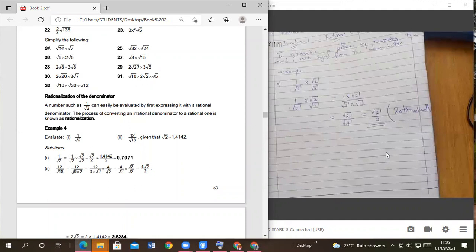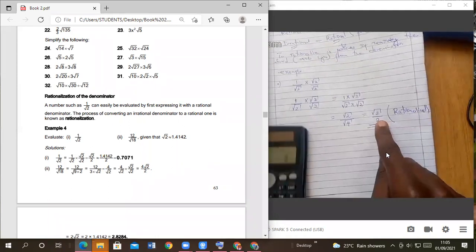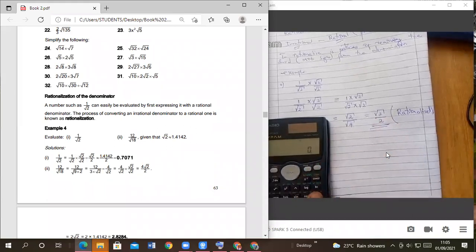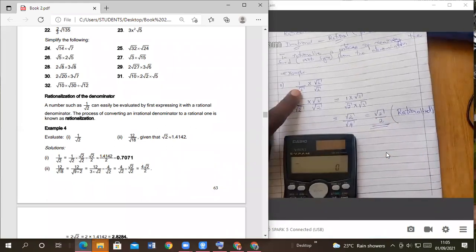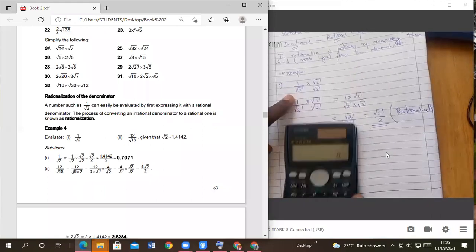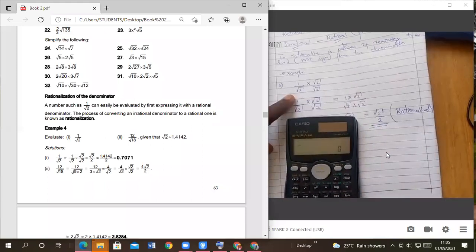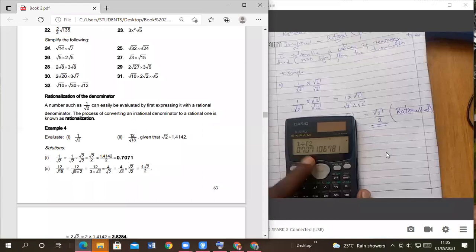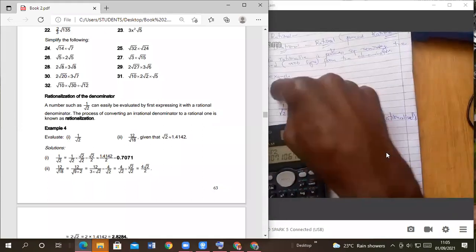Now, members, you can see I've not changed the meaning of these. Pick your calculator and see. Our number was 1 out of root of 2, not so? I have 1 divided by root of 2. What do we get? We get 0.707, right? That is before rationalizing.